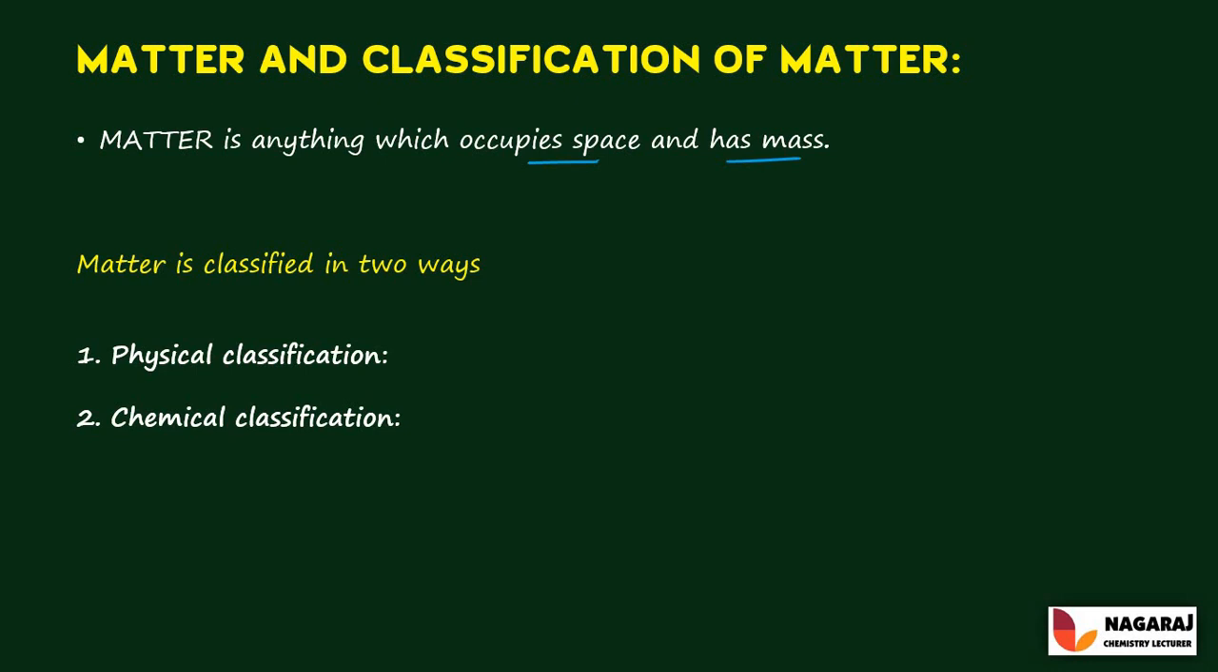Matter is to be classified into two ways. First one, based on the physical properties of matter, that is to be called as physical classification. And second one, based on the chemical composition of the matter. Andre my matter yav tara formation agide adralli yenenu particles ide annodanna basis mele now chemical classification anna discuss madan. Let us see the first one, that is physical classification of matter.